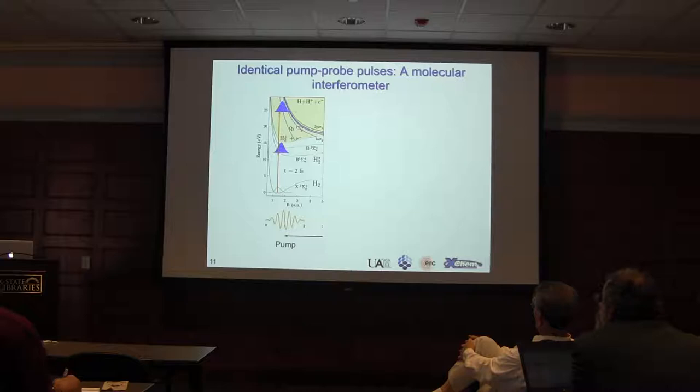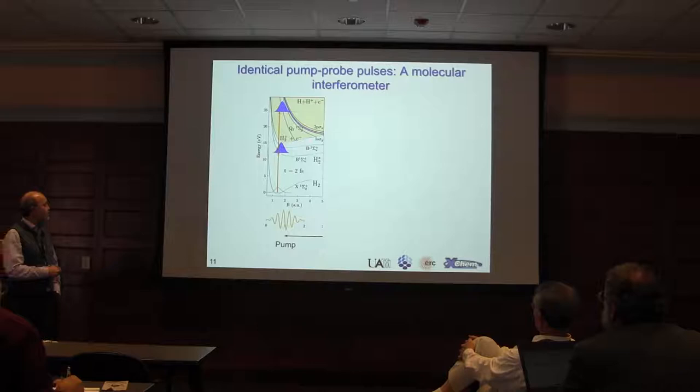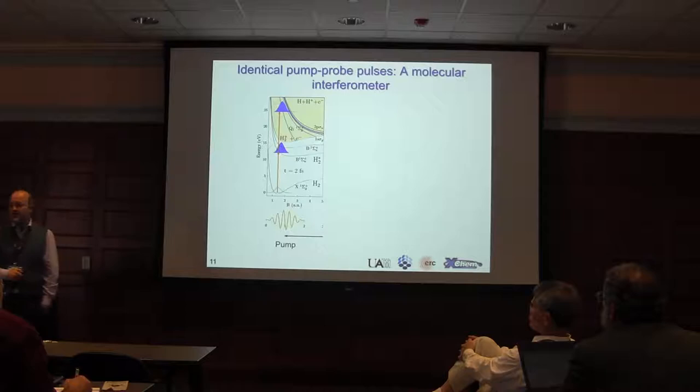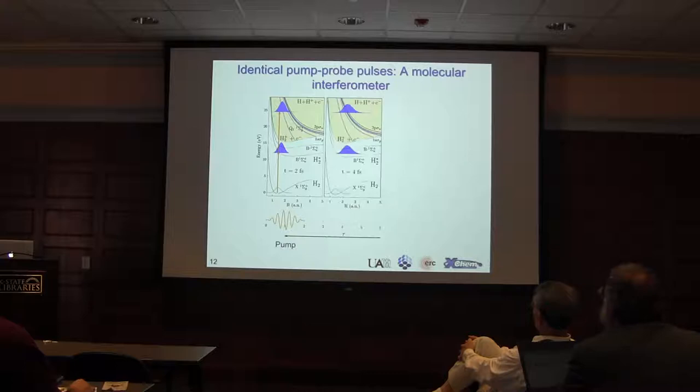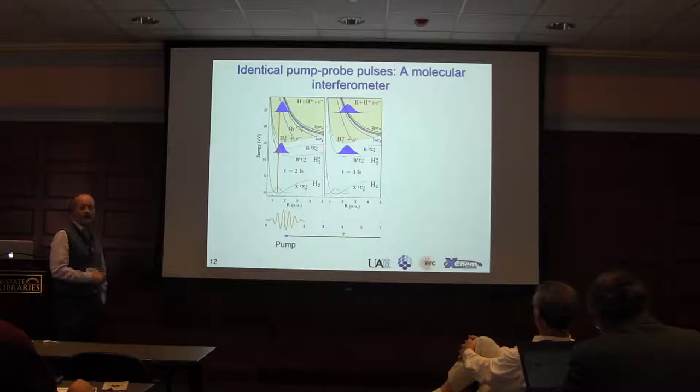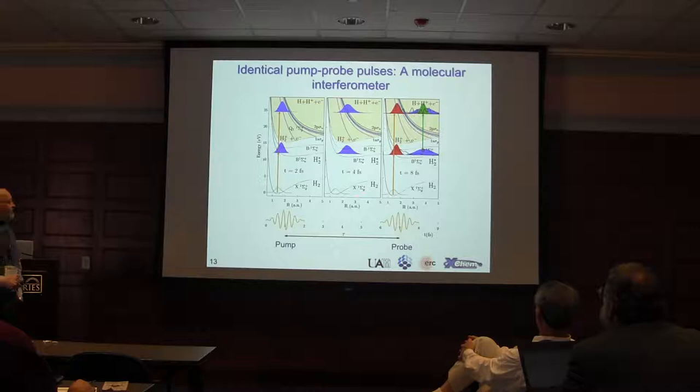So that means that you have one or two photon absorption, and you generate a wave packet in the intermediate states of hydrogen, and a wave packet in the ionization continuum. This wave packet is both electronic and nuclear. So we let the system evolve with time. That means that the wave packets will evolve, will change, will move. And later on, we come with a replica of the first pulse to probe the system.